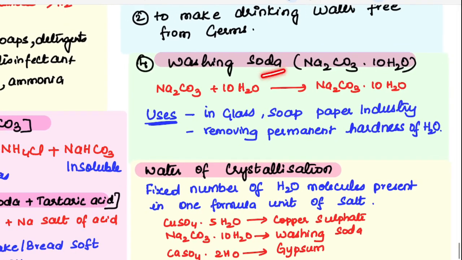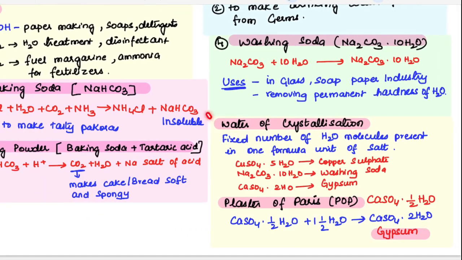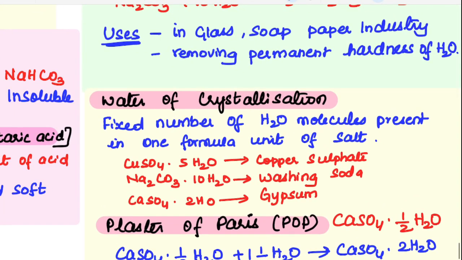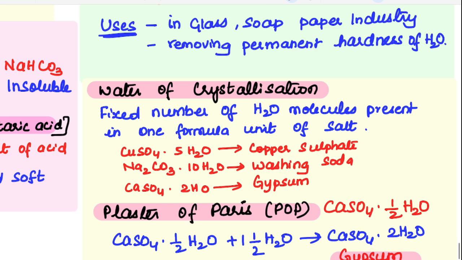So next is washing soda. So washing soda is sodium carbonate with 10 times water. Learn uses of washing soda. Next important point here is water of crystallization. So water of crystallization is nothing but the fixed number of water molecules which is present in salt. Example, if you see in copper sulfate, 5 water molecules will be present. And in washing soda, 10 water molecules are present. And in gypsum, 2 water molecules will be present. This is 2 water, 2 H2O will be present.